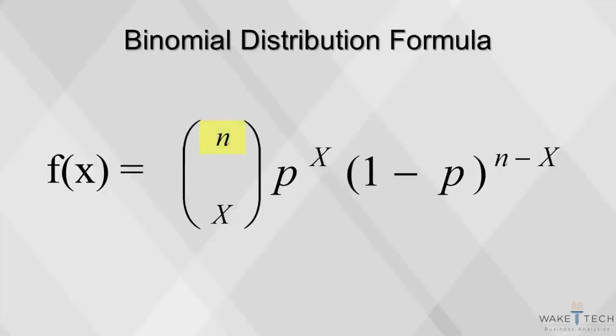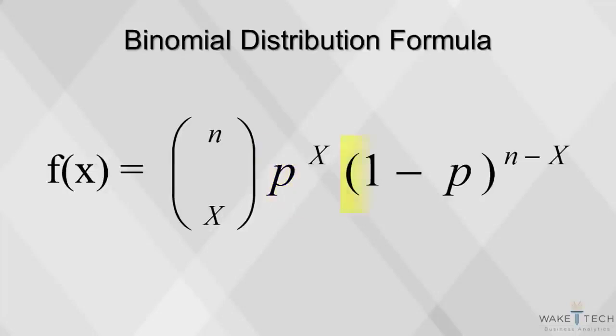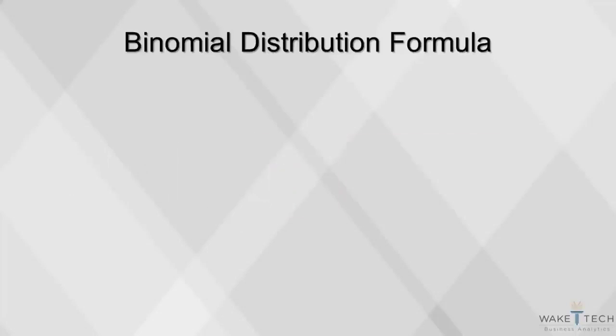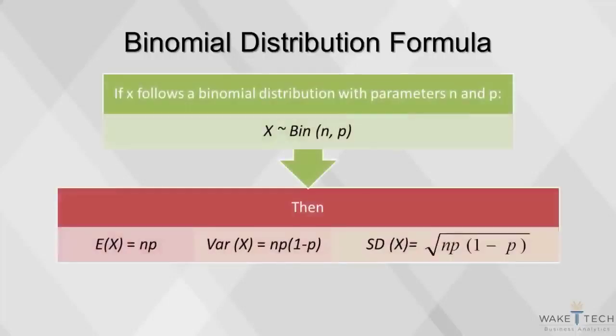N is the number of trials. X is the number of successes out of n trials. P is the probability of success, and 1 minus p is the probability of failure. All probability distributions are characterized by an expected value and variance. If we toss a coin 100 times, what would be the average number of heads we would get? What about the variance? These are computed using these formulas.